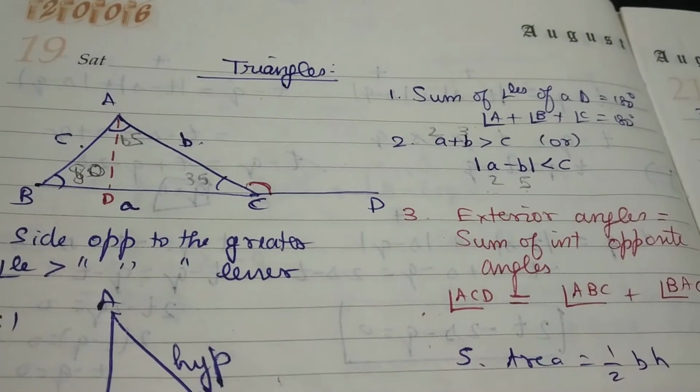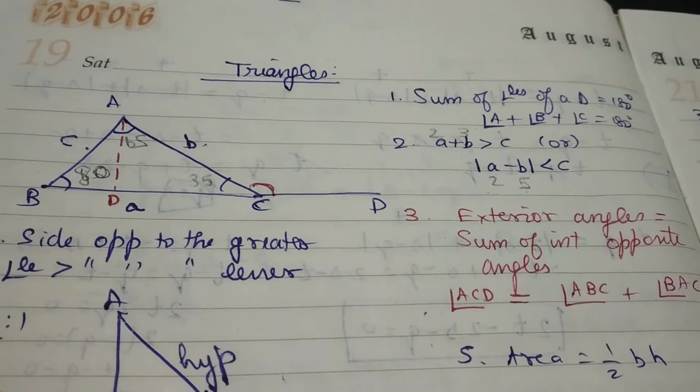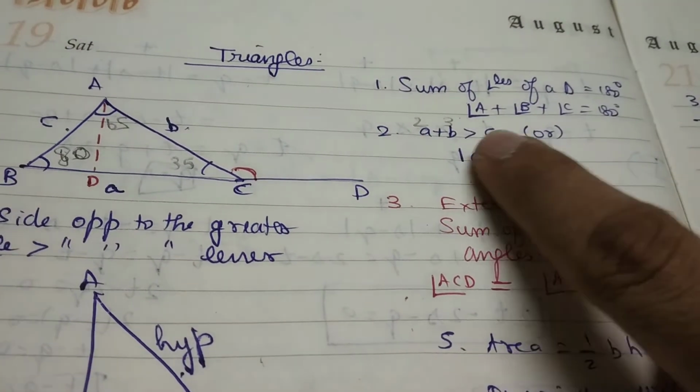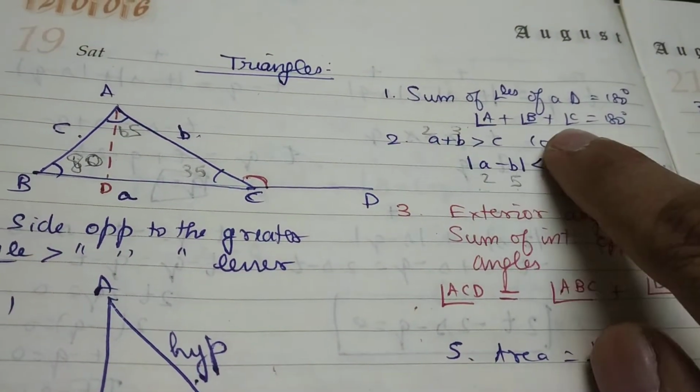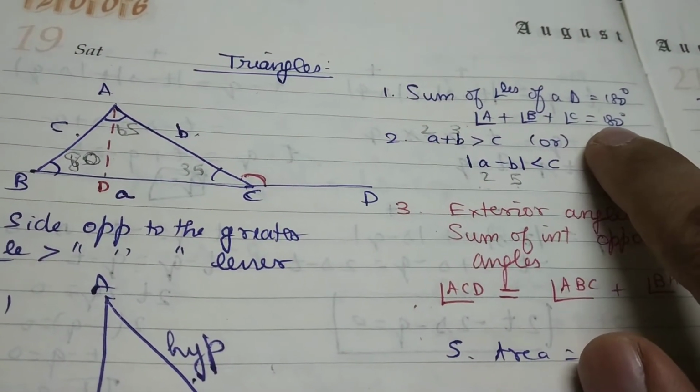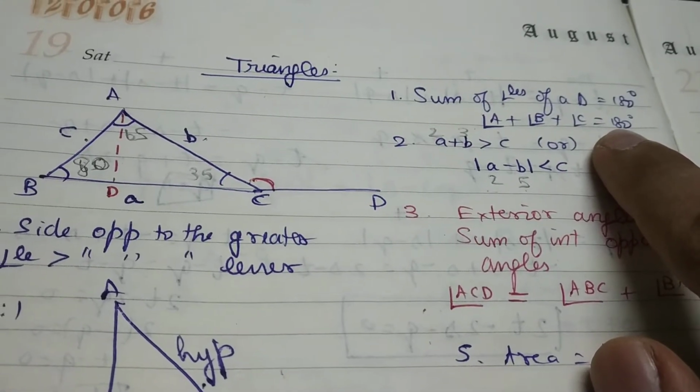So if you have to prove the figure to be a triangle, then you have to prove that the sum of all three interior angles will be equal to 180 degrees. I hope you will be clear on that.